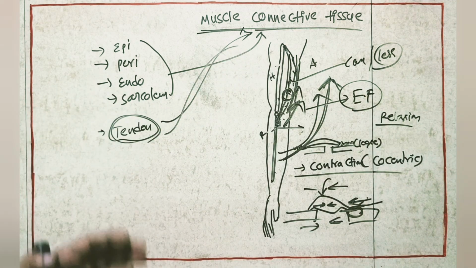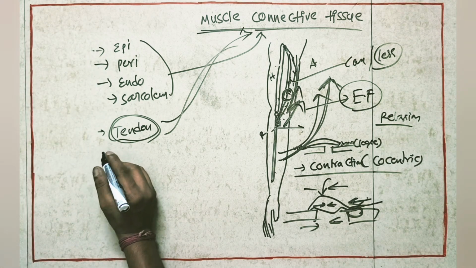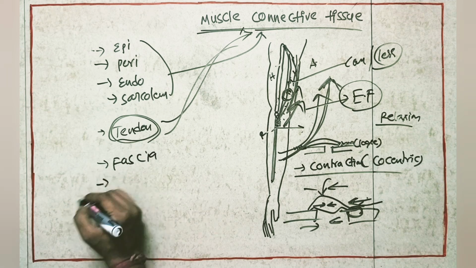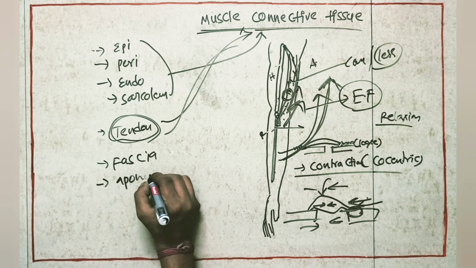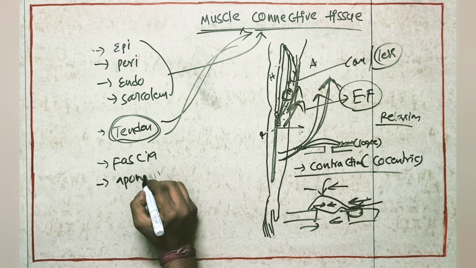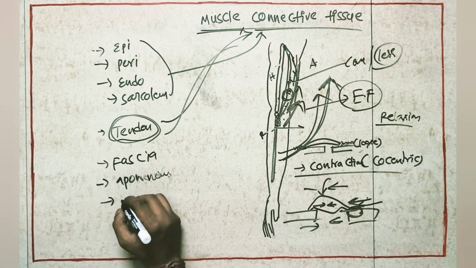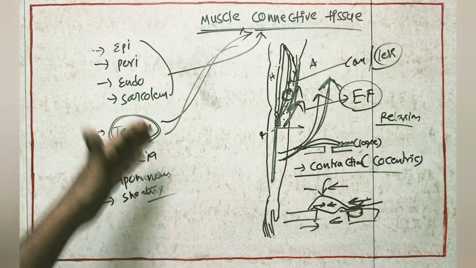Now, other than these connective tissues, are there any other connective tissues? Yes, there are. Other connective tissues are present in the form of fascia, in the form of aponeurosis, and at the last point, in the form of sheaths. So these are about connective tissues.